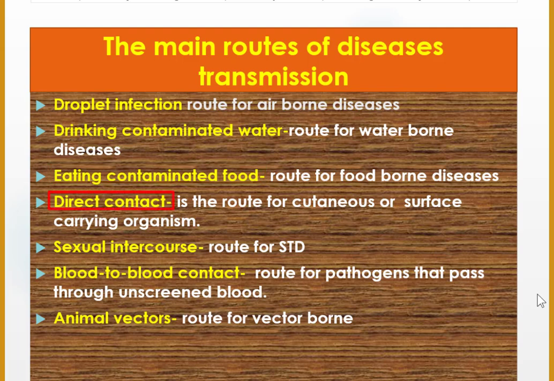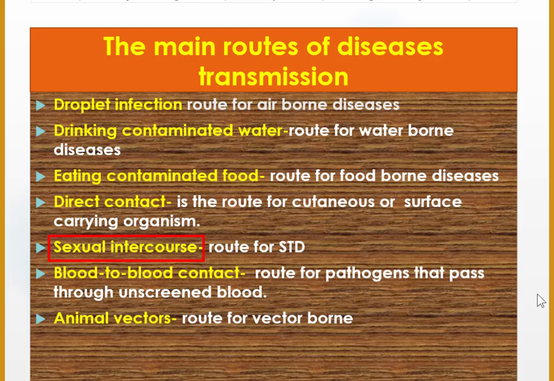The fourth one, direct contact. This is the route in which pathogens spread by direct contact with an infected person. This route is mostly used by germs that infect the skin, or cutaneous diseases like athlete's foot, ringworm, and trachoma.